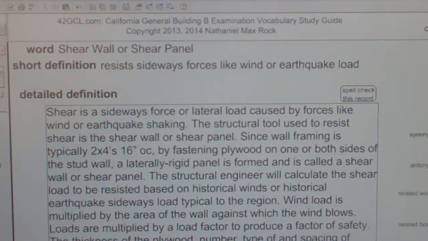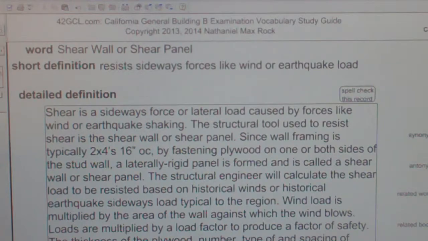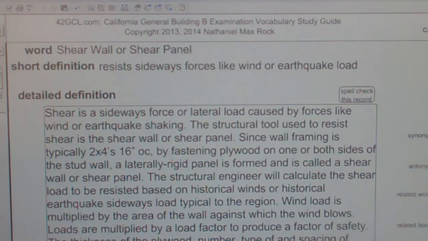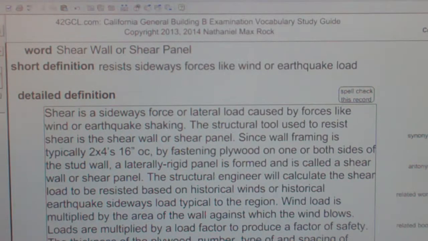Shear wall or shear panel. Resist sideways forces like wind or earthquake load. Shear is a sideways force or lateral load caused by forces like wind or earthquake shaking. The structural tool used to resist shear is the shear wall or shear panel.